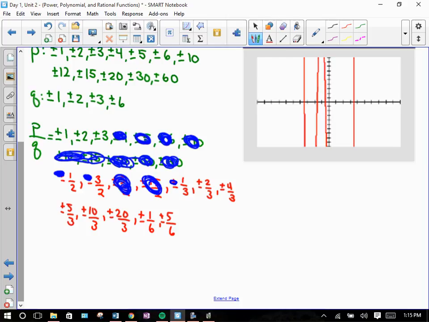And -1/3 could be a potential. -2/3 could be a possibility. -4/3 could be a possibility. 5/3 is going to be 1 point something, so this negative could be something. We have some ideas we could possibly have. And then 10/3 is 3 point something, so it could be that.